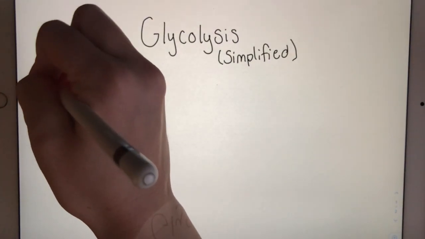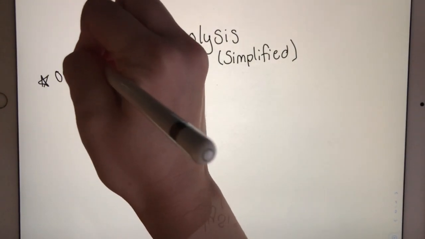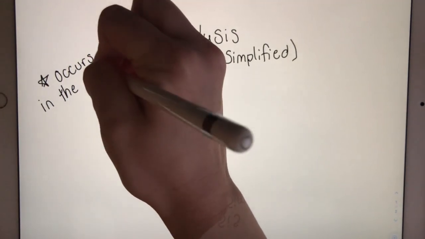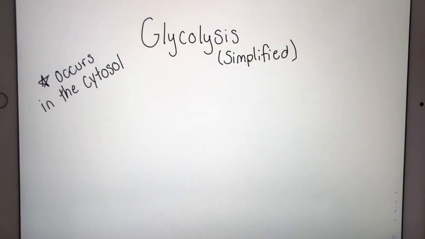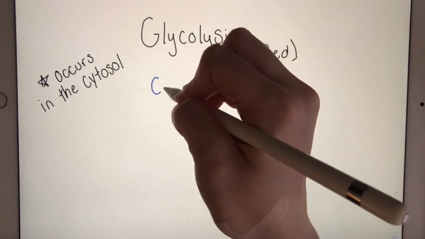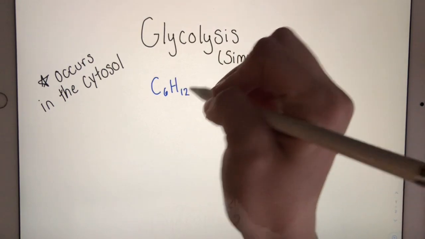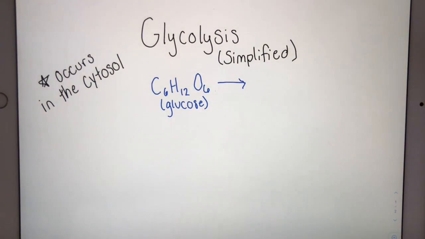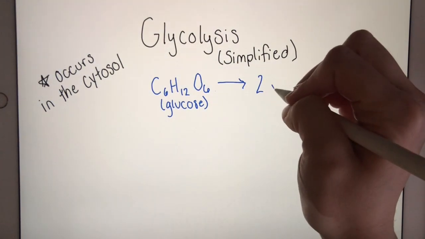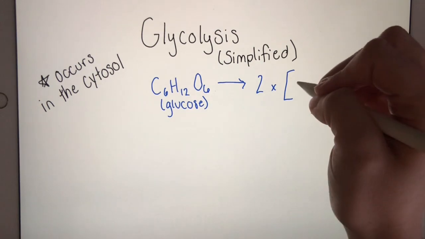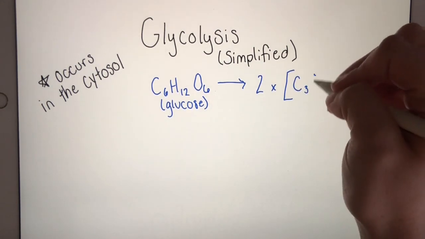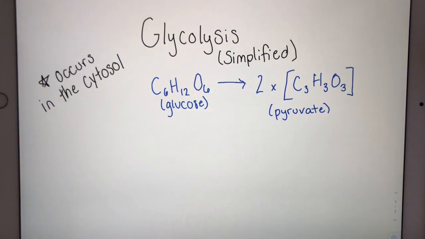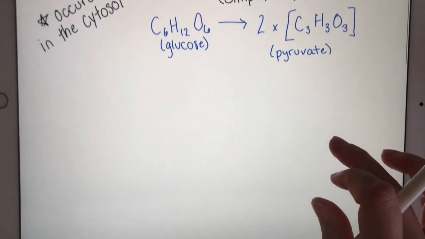In this video, we're going to talk about glycolysis. And glycolysis occurs in the cytoplasm, in the cytosol. The goal of glycolysis is that we're going from glucose, which again is C6H12O6, and we're converting that glucose into two molecules of pyruvate, which is C3H3O3. And this happens using a series of steps.